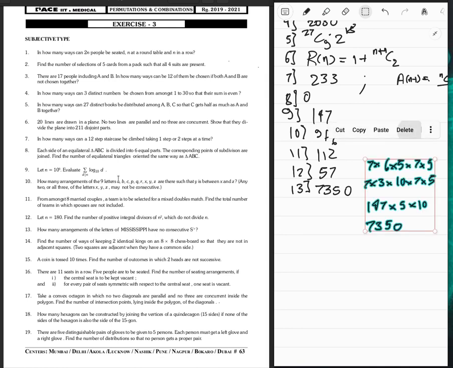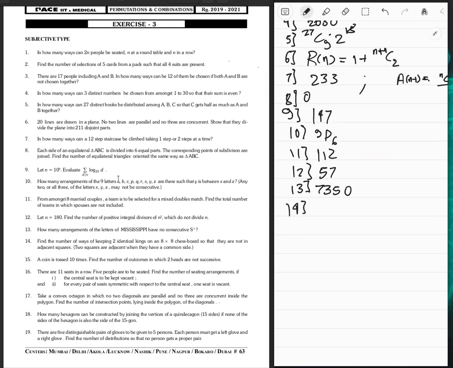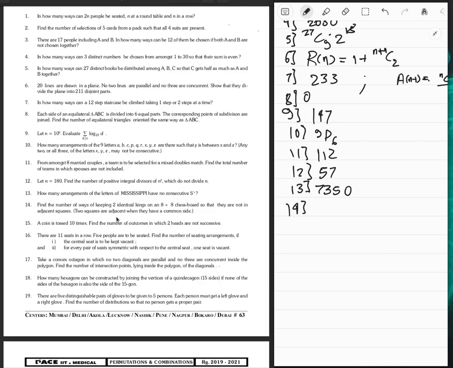Next. 14th is find the number of ways of keeping two identical kings on an 8 by 8 chessboard so that they are not in adjacent squares. Two squares are adjacent when they have a common side. Two identical kings on an 8 by 8 chessboard so that they are not in adjacent squares. Fine. Okay.